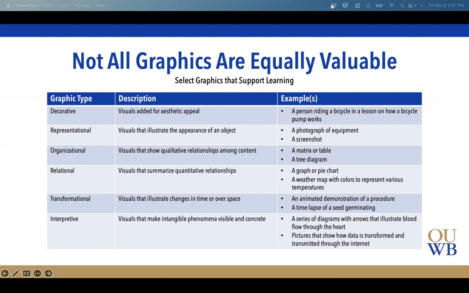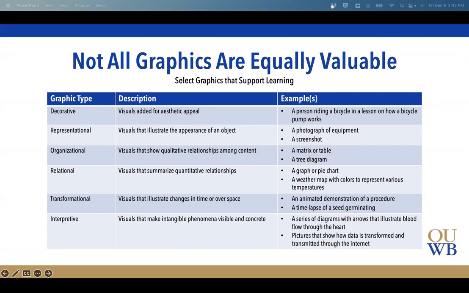Moving down the list, then we have other graphic types. Robin sort of touched on an example of a representational type of graphic. So if you're taking a screenshot, say you were taking an example from Epic of a patient profile, certainly if you're doing something like that, you want to make sure that you're blocking out any personally identifiable information. We don't want to violate HIPAA law, even if we're trying to educate future doctors. We want to abide by the law.